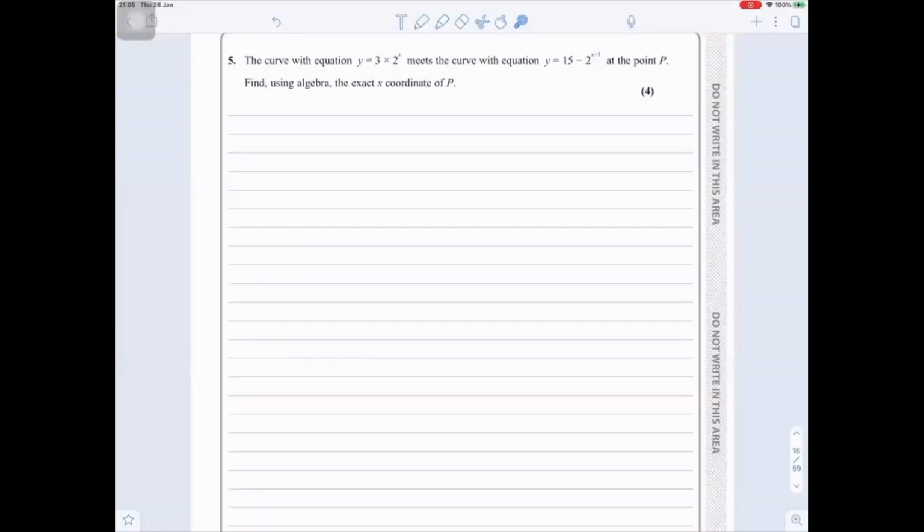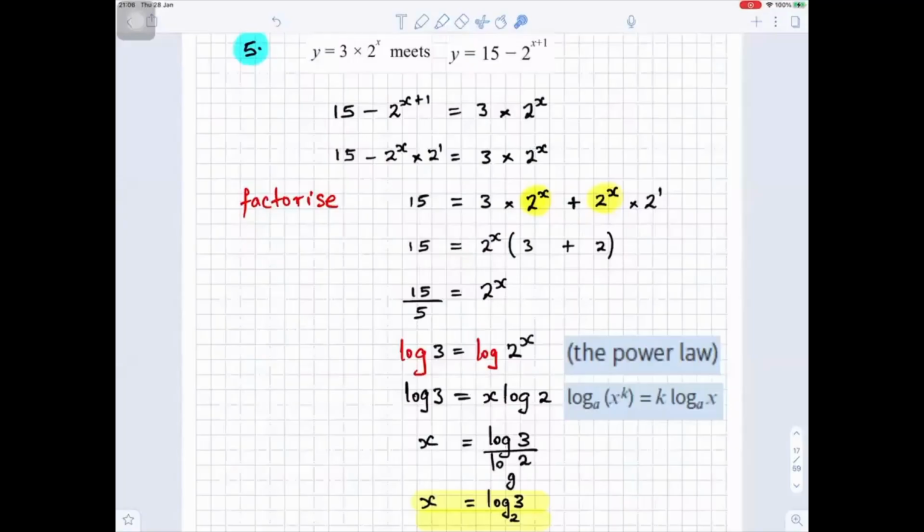Question number 5. The curve with equation y = 3 times 2^x meets the curve with equation y = 15 minus 2^(x+1) at the point P. Find using algebra the exact x coordinate of P. So what we want to do is y = 3 times 2^x meets y = 15 minus 2^(x+1). So that means they are equal. That means y equals y, and this expression equals that expression. So 15 minus 2^(x+1) equals 3 times 2^x.